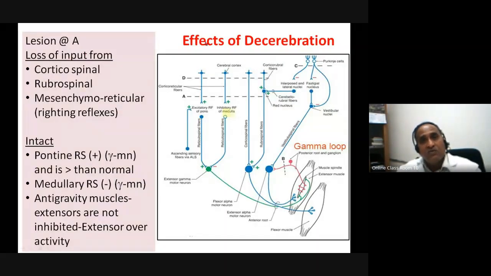Now, looking at this diagram I take back here, this part A is the decerebration. I will explain again what is happening in this. There is a loss of input from the corticospinal, this is corticospinal, and rubrospinal.